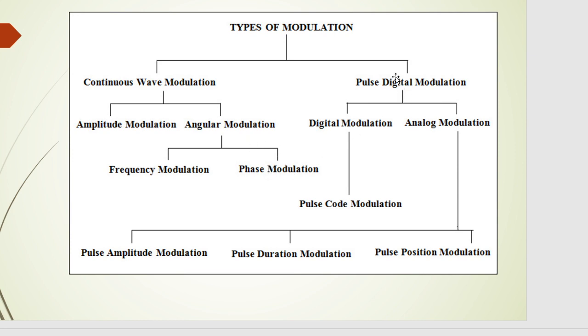Now, the next classification is digital modulation or pulse digital modulation. Under this, there are two subcategories: digital pulse modulation and analog pulse modulation. In digital pulse modulation, we have pulse code modulation. There are a lot of other examples as well, DPCM or differential PCM and delta modulation. And under analog pulse modulation, we have pulse amplitude modulation, pulse duration modulation, and pulse position modulation.